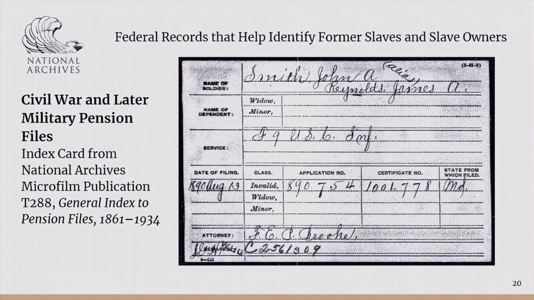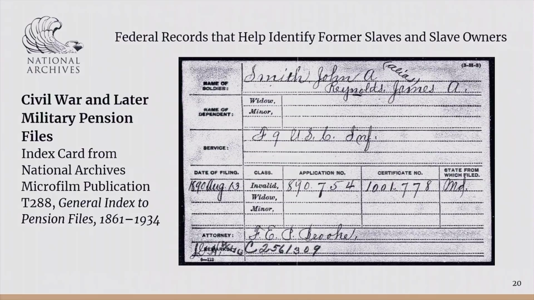The way the pension office worked was when you filed for a pension, your application got a number, which is what's shown in the left column there under application number. We call that the SO number for survivor's original. When your pension application was finally approved, the file got an entirely new number, the SC number for survivor's certificate. That's shown there on the right. This man lived in Maryland. He applied from Maryland. That's what you can tell from the state from which filed.